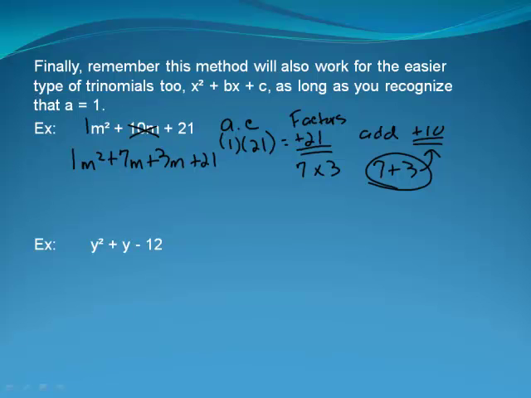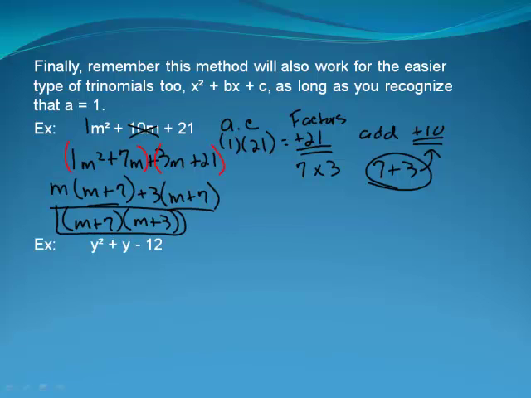Group in pairs, as we've been doing. Factor out of each group. Out of that first group, we can pull an m, which leaves us with m plus 7. Out of that second group, we can pull a 3, which leaves us with m plus 7. Our groups now match, and we've got m plus 7 times the group of what's left, m plus 3. And that is your factored answer.